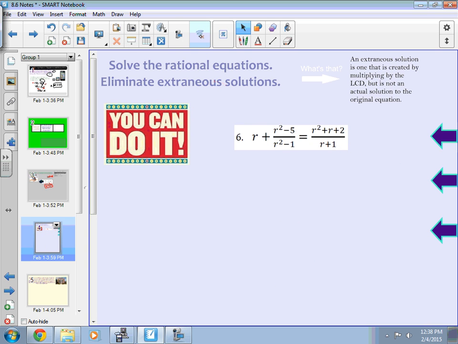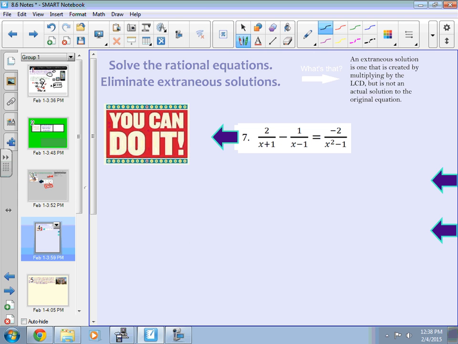All right, let's try another one here. Let's look at number 7. We want to do the same thing on this one now. So check, is there any factoring to do first? With the first one, no. Second one, no. Third one, yes. We want to factor this. This denominator is a difference of squares. It's the same as x plus 1 times x minus 1.